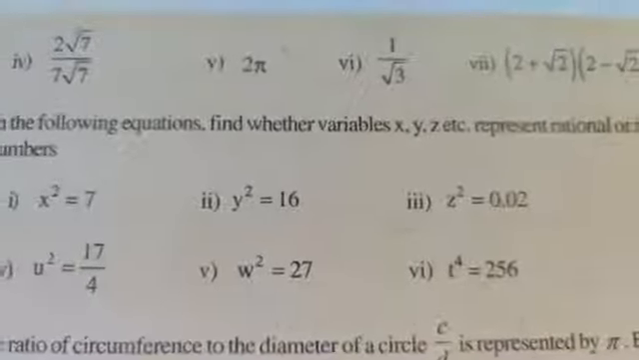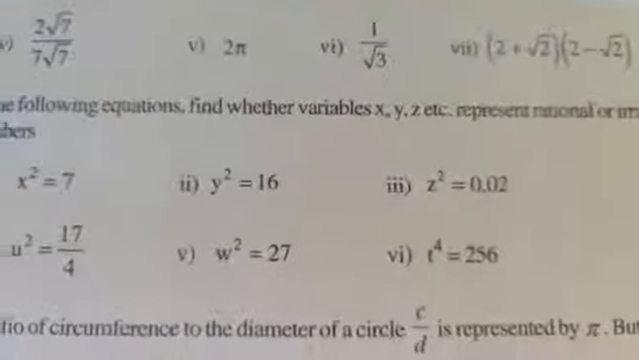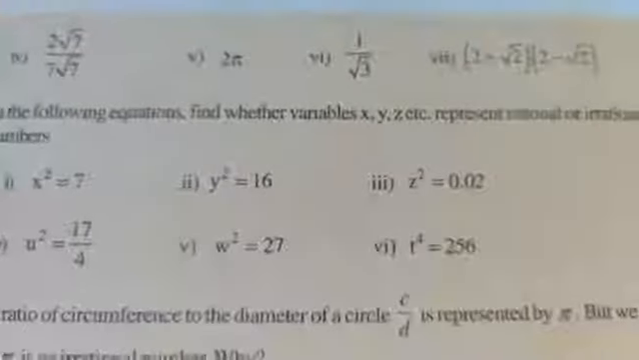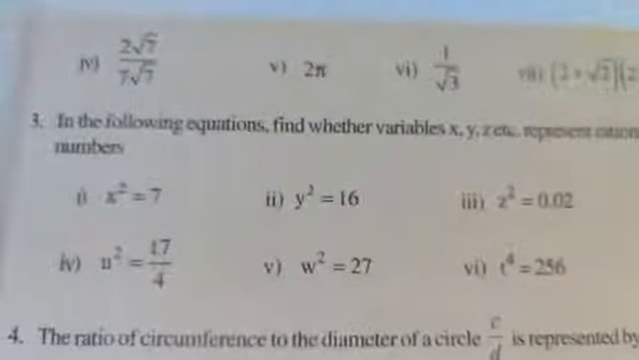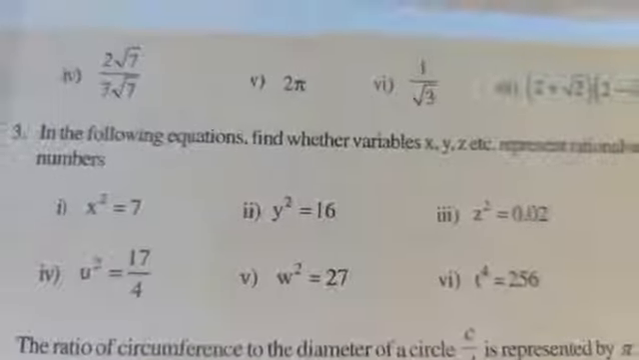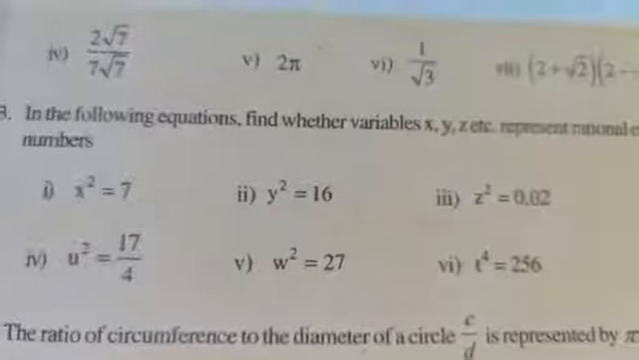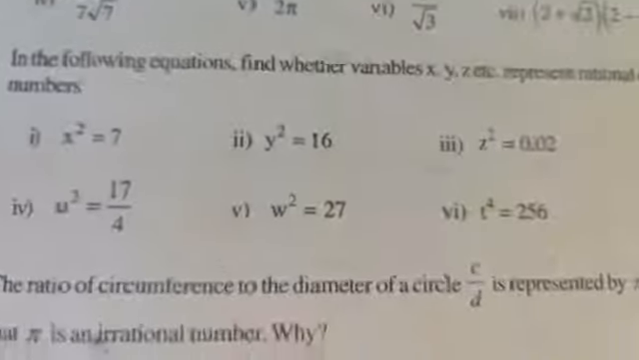Find whether variables x, y, z, etc. represent rational or irrational. 6. After finding the value of the variable, is it rational or irrational? Now, that's one. Rationalizing the denominator sums. Already I explained it. There are 3 example sums. With the help of those examples, you can solve this one.